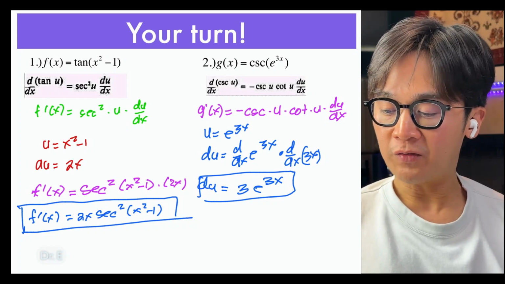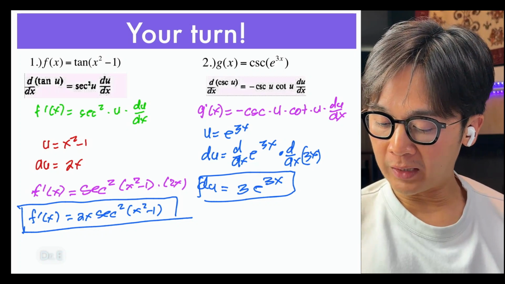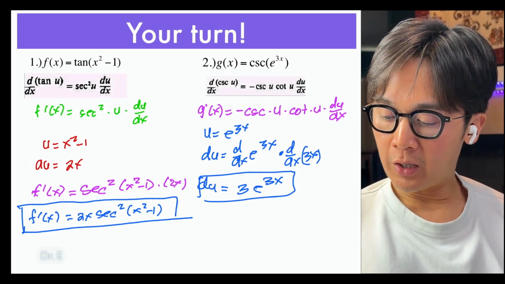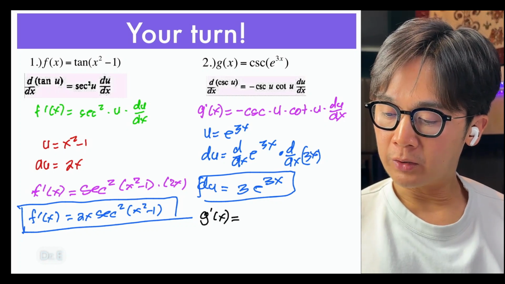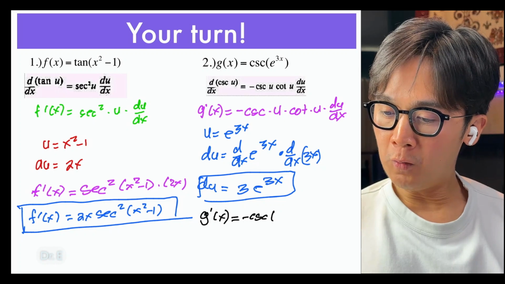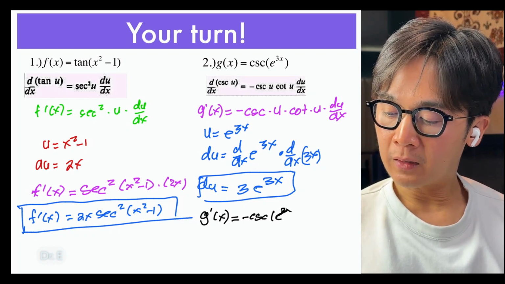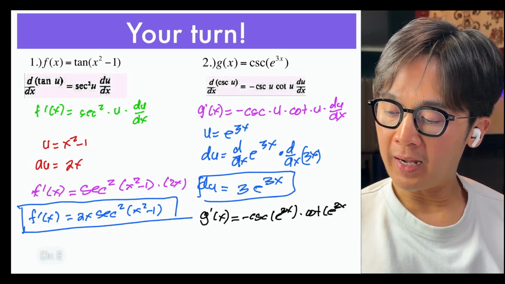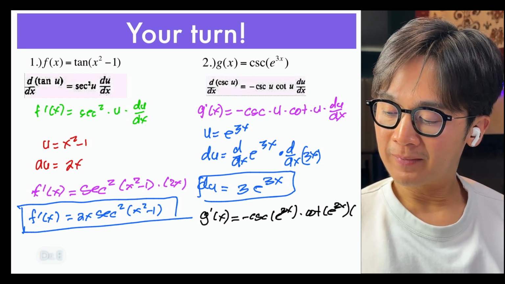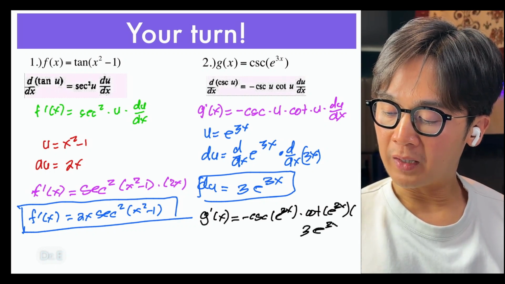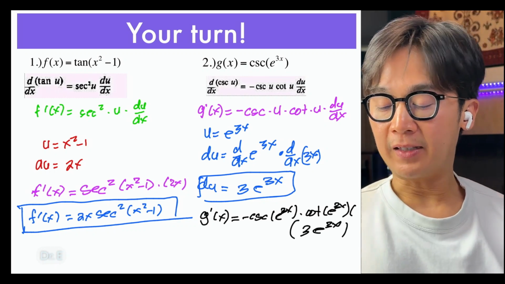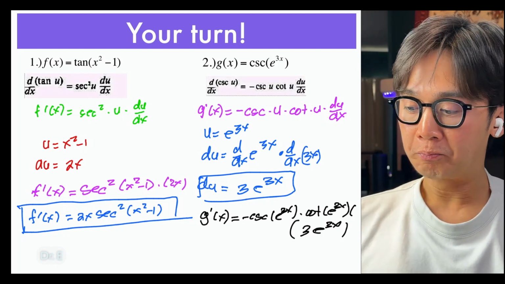But now that you know how to find it, and we have the du, all we need to do is put them all together. So g prime of x is equal to negative cosecant u, which is e to the 3x, times cotangent u, e to the 3x, times, I don't have a space, but it's 3e to the 3x. And this is your derivative for problem number 2.